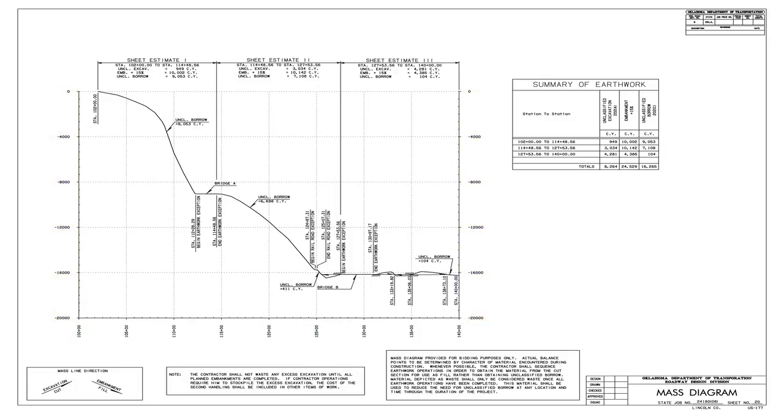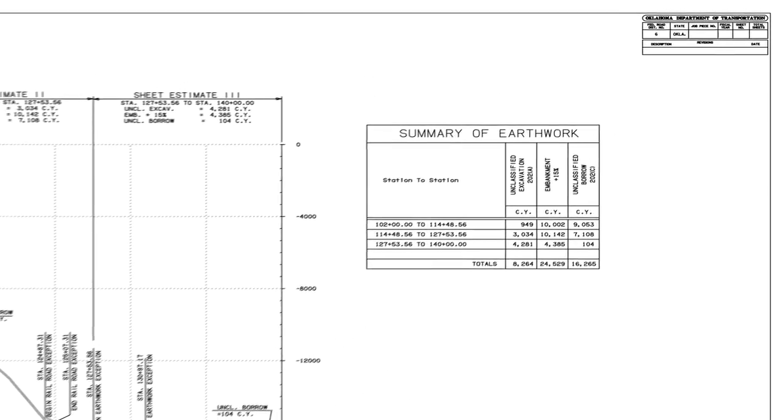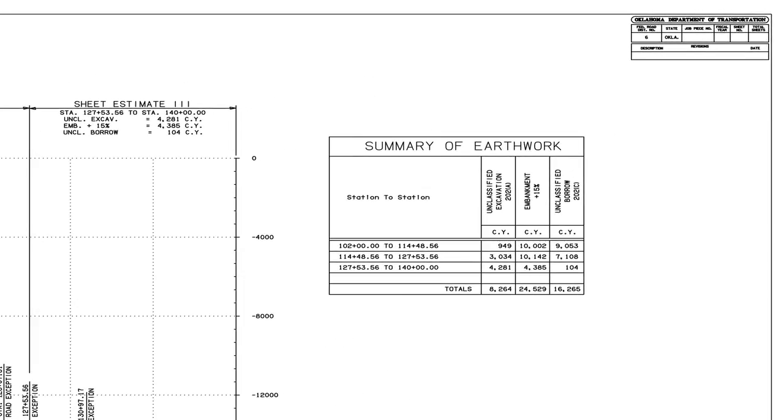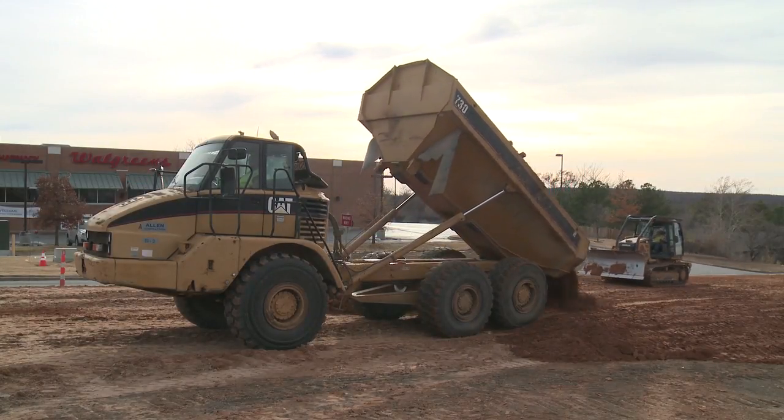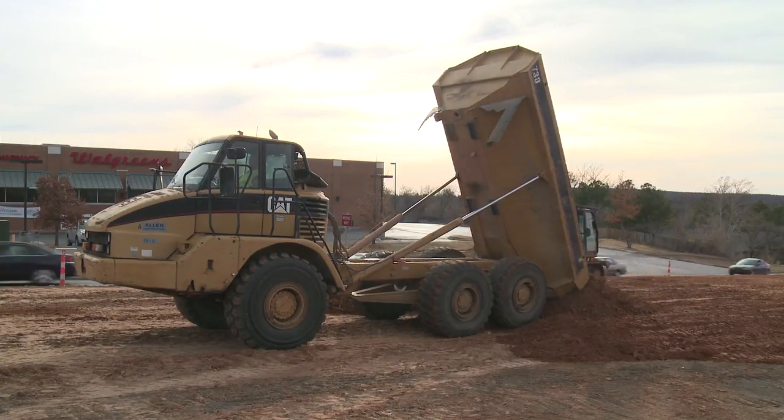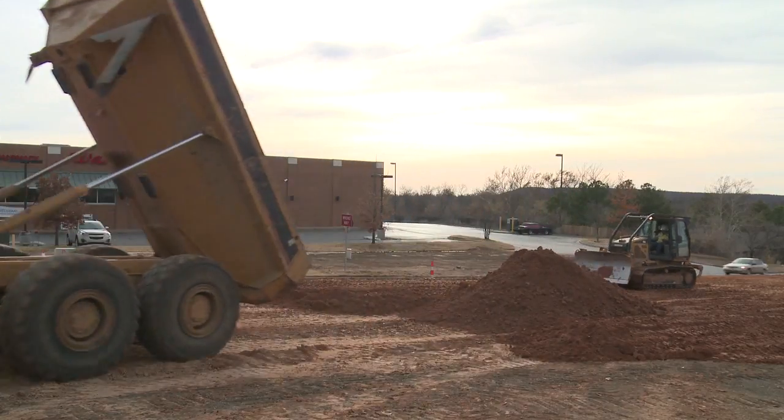The data is divided by the sheet estimates. Sheet estimates are subtotals of the entire earthwork. Each sheet estimate tells you the station limits, the unclassified excavation, the embankment, unclassified borrow, or excess excavation. The unclassified borrow is how much material is needed to be brought in to complete the required embankment or fill.